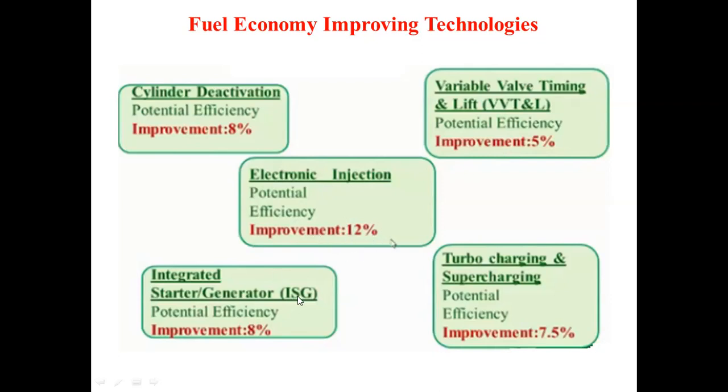Then you have the ISG. We are not going to utilize a separate starter motor and a separate generator or alternator. Combining them into one integrated starter motor and generator increases the efficiency by 8%. And now engines are fitted with turbocharging and supercharging, which increases the efficiency by 7.5%.